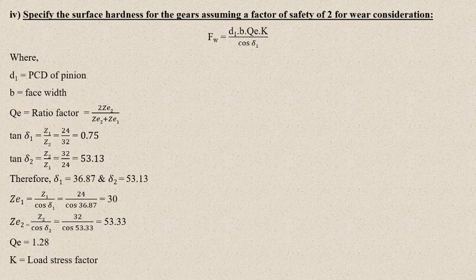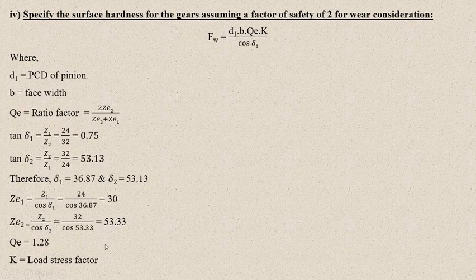Now find each and every parameter and put it into this equation and find the value of wear strength, and after that compare it to the effective load. This is the ratio factor, and its value is equal to 2 ZE2 upon ZE2 plus ZE1, where ZE2 is the equivalent teeth on the gear and ZE1 is the equivalent or formative teeth on the pinion.